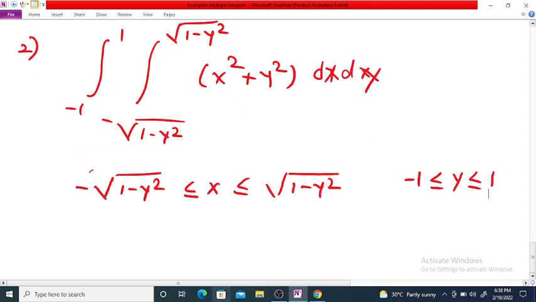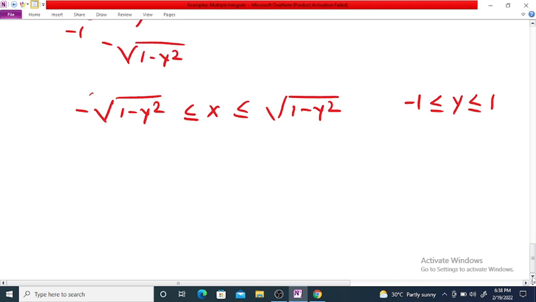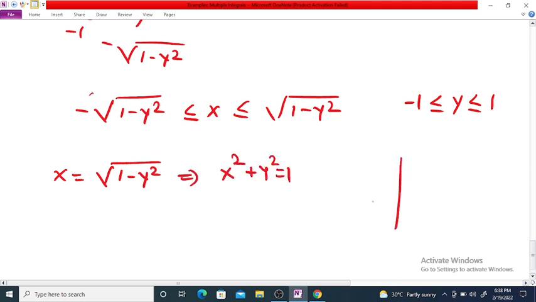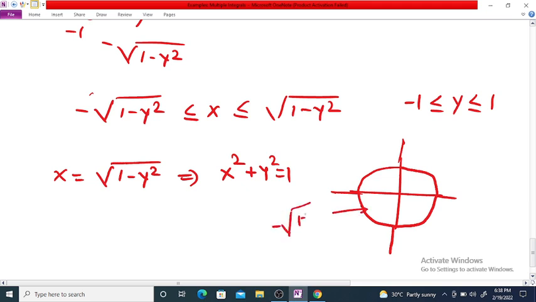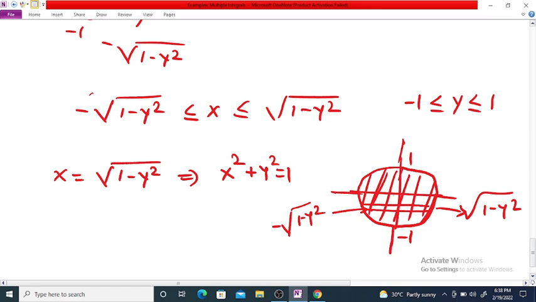So x is equal to under root of 1 minus y square implies x square plus y square is equal to 1. So this is a circle having center at origin and radius equal to 1. Now we are going to decide whether it is a semicircle or full circle. For that, the limit of x enters at minus under root of 1 minus y square and leaves at under root of 1 minus y square, and such a strip we are going to put from minus 1 to 1. So the given region is what? Full circle.